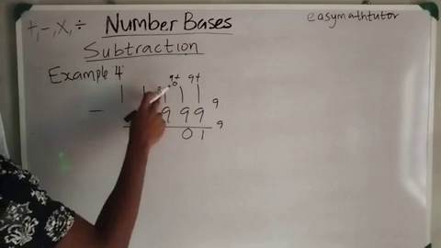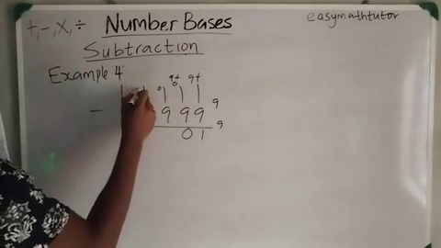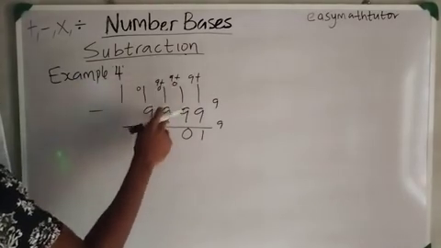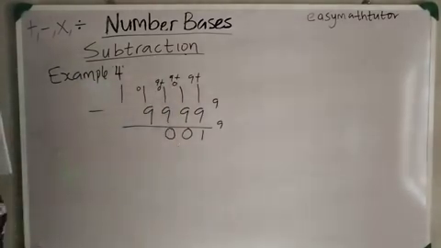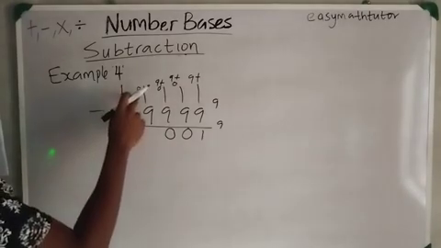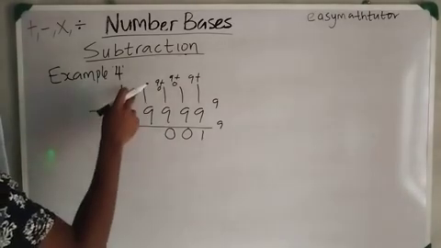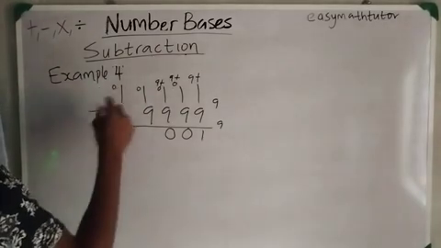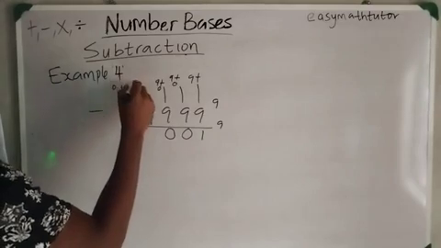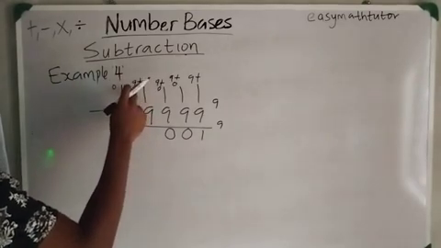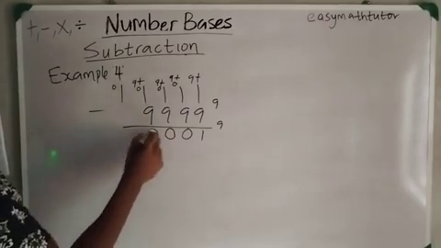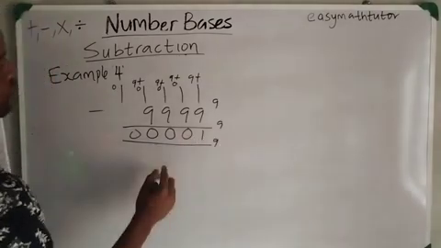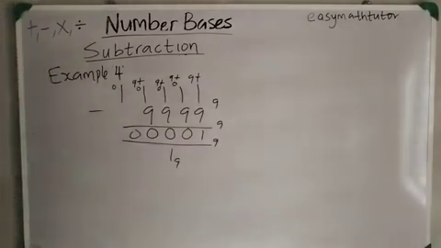We also have 0 here, it cannot go. We have to borrow from here. This one becomes 0, and that one we borrowed becomes 9. So 9 plus 0 is 9, minus 9 is 0. We also have this number here, which is 0. 0 also cannot minus 9. We have to borrow from here. This becomes 0, and that number we borrowed will be 9. So 9 plus 0 is 9. 9 minus 9 is 0. And this 0 we bring down. So the final answer is just 1 in base 9.